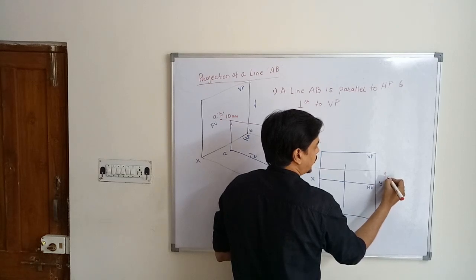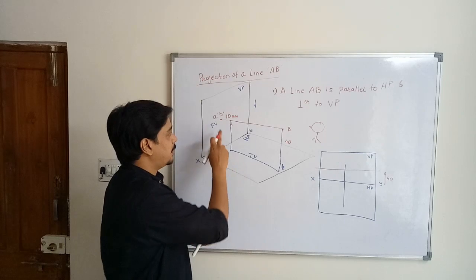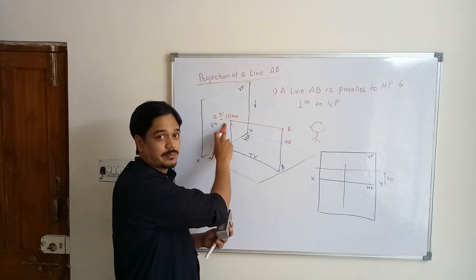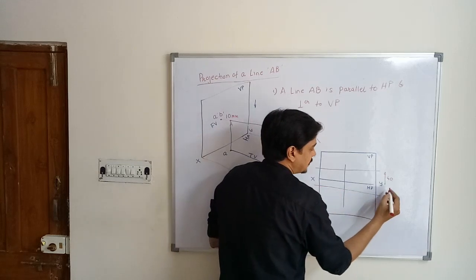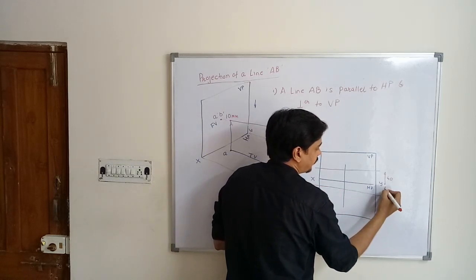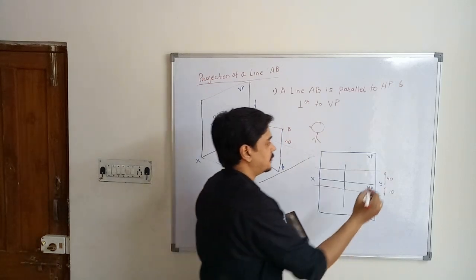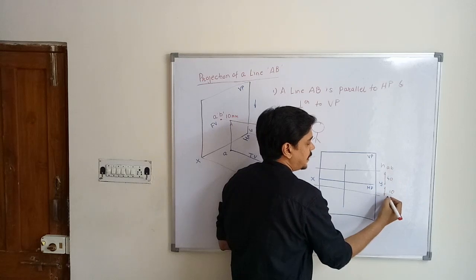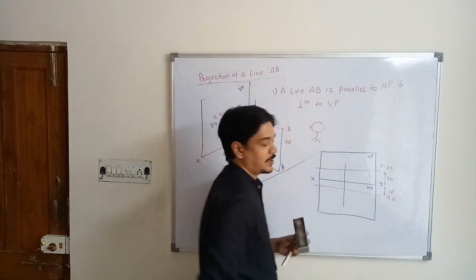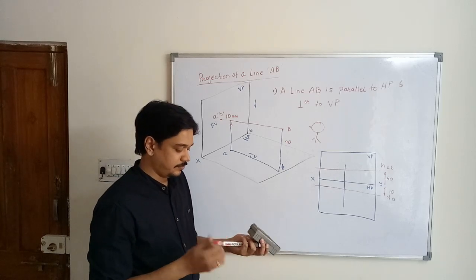So this is 40 mm. And the depth of point A is 10 mm. So I am drawing the second line representing the depth of point A. So this is the height of line AB and this is the depth of A. It is 10 mm. So now we have to locate the line.